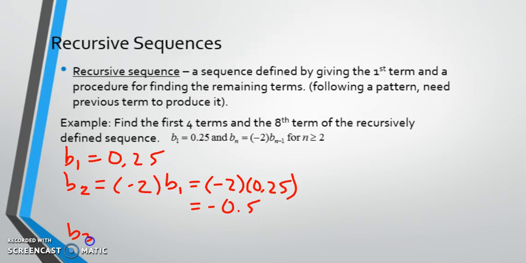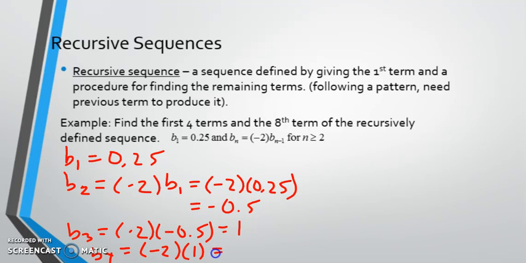Then we go on to find b sub 3. Well, that's going to be equal to -2 times, if I'm plugging in n as 3, 3 minus 1 is 2, so I'm looking for b sub 2 times -2. So basically, I'm just going to keep looking at the previous answer that I have. So now it's -2 times -0.5, which is going to equal +1. So b sub 4 will equal -2 times +1.